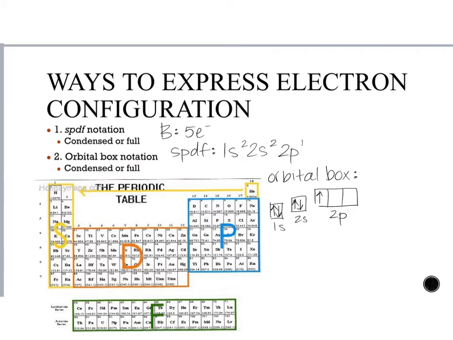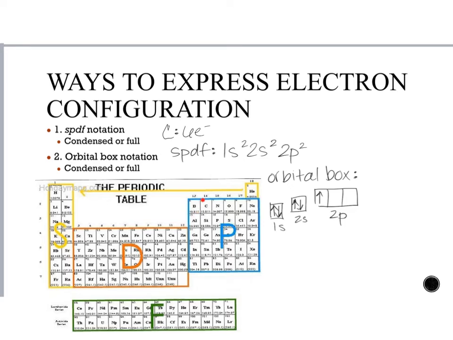Let's mix it up a little bit and let's do it for carbon. So I'm just going to erase this. And let's see how carbon would change things. Instead of 5 electrons, we would have 6 electrons, because it just has 1 more than boron. So the SPDF notation wouldn't change too much. The only thing that would really be different is that this p sublevel would now have 2 electrons in it.